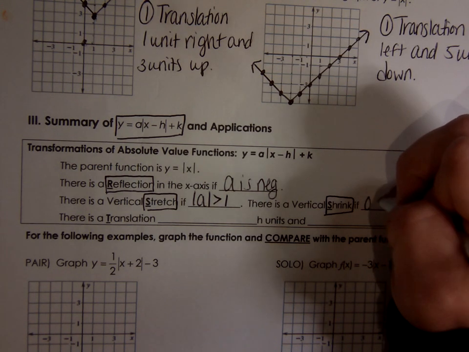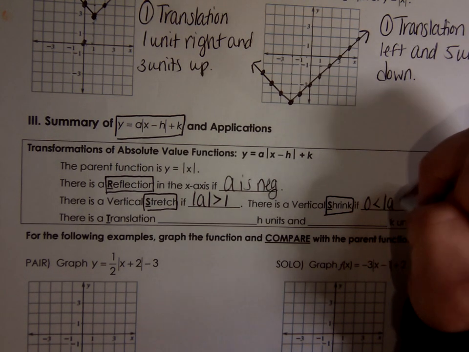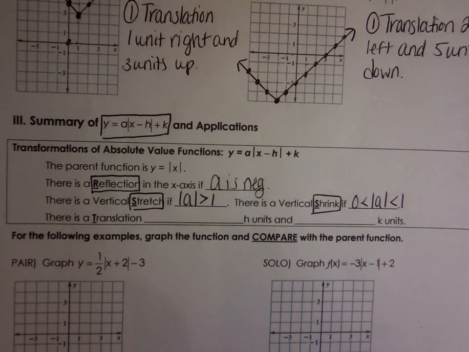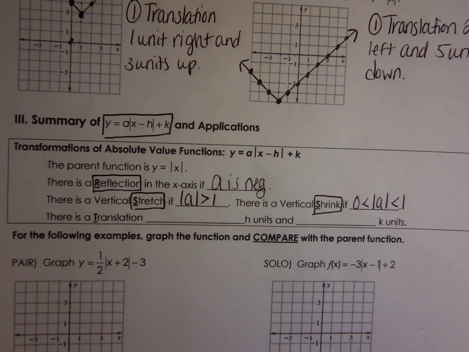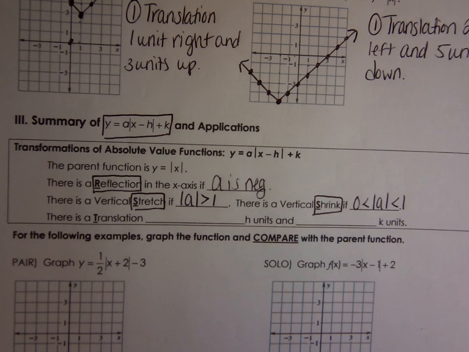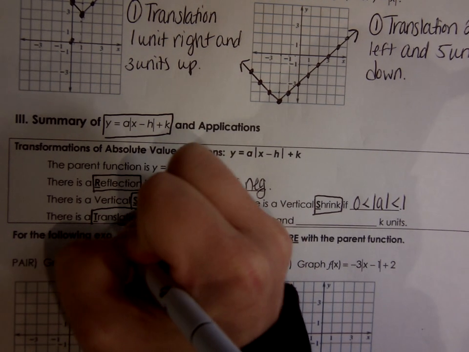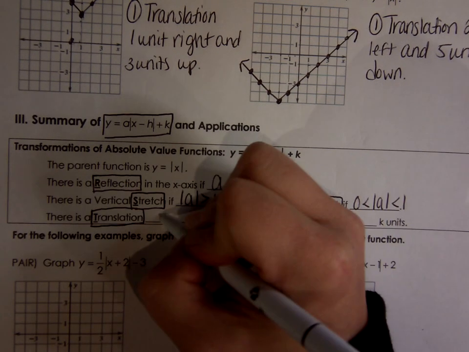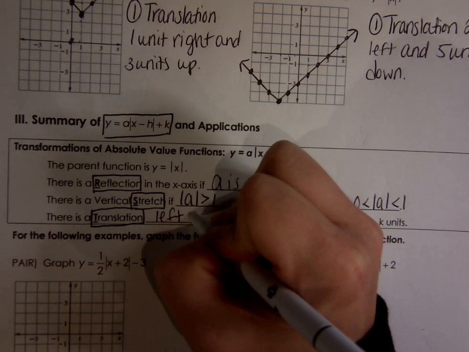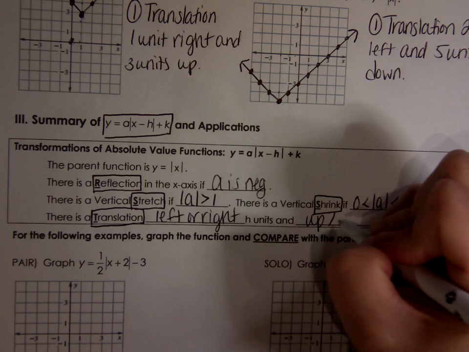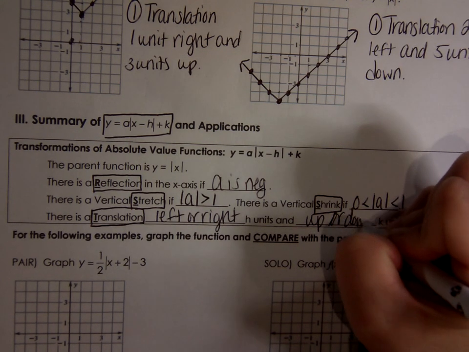There is a vertical shrink if the absolute value of a is in between 0 and 1. So I want to kind of emphasize that. It doesn't have to be just less than 1. It needs to be in between 0 and 1. So I'm looking for something like 1/2 or 1/3 or 2/3, something to that effect. It's going to be in between. And then there is a translation, left or right, h units, and up or down, k units, depending on what you see.